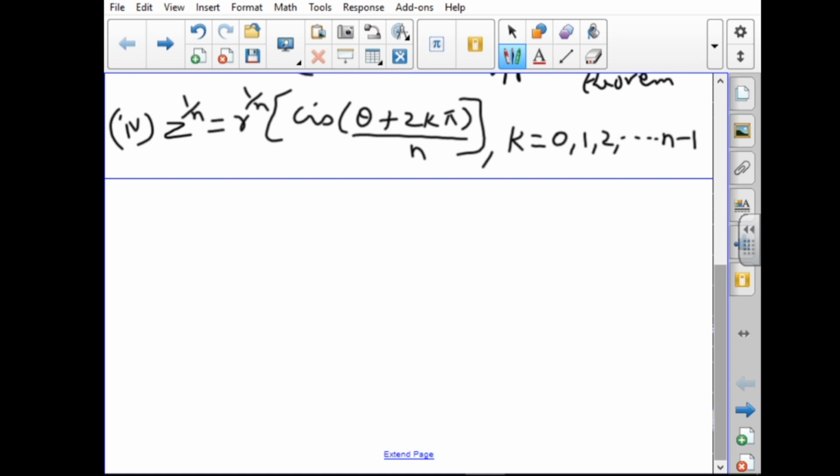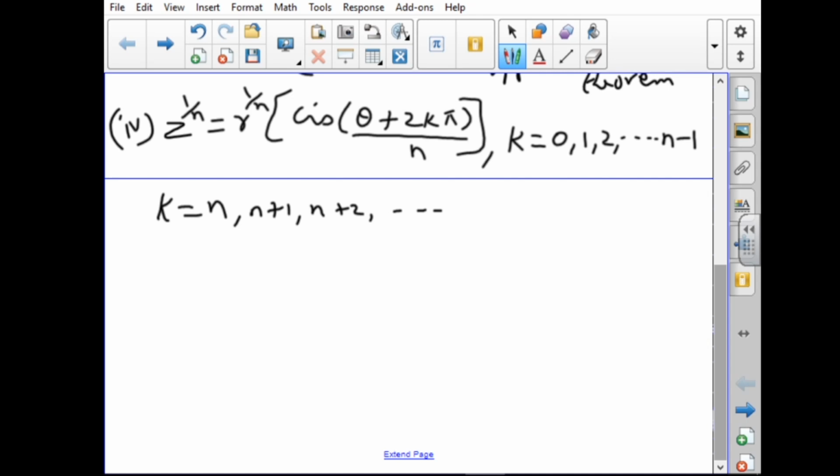Now, k equal to 0 to n minus 1 only we have taken. If you take k equal to n, or n plus 1, n plus 2, etc., you will be getting the same roots at regular intervals. Cyclically you will be getting the same roots. So there are only n roots, for k from 0 to n minus 1.